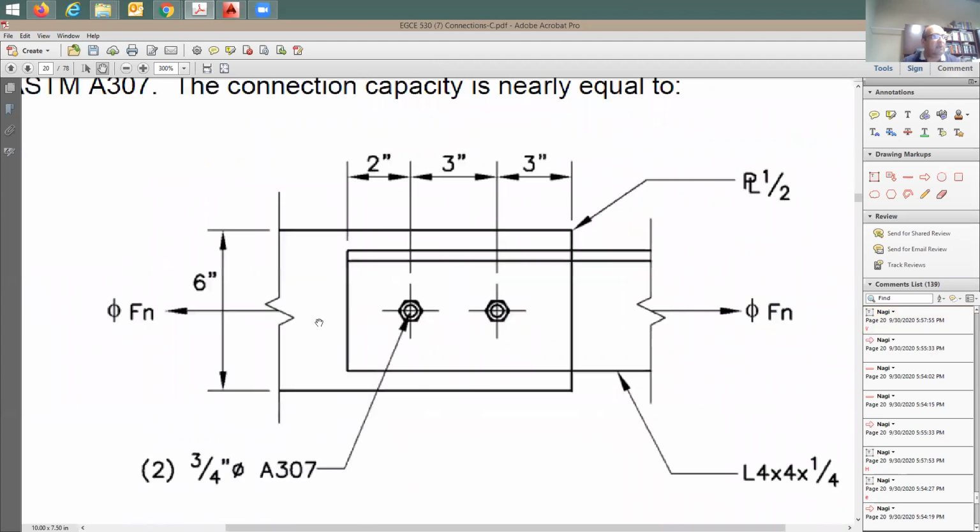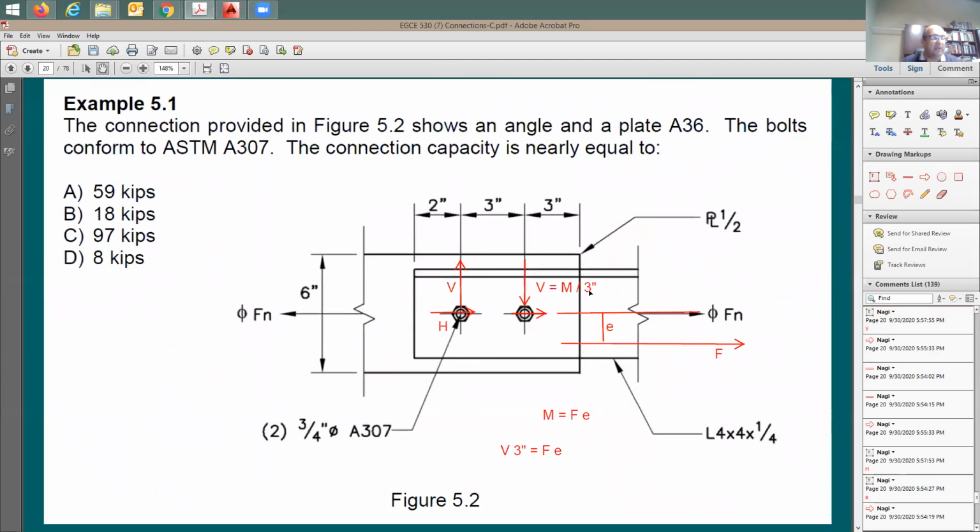Force H is going to be equal to what? I understand V is going to be equal to M divided by 3. How about the force H? You can see here's H. H force is going to be equal to F divided by 2.